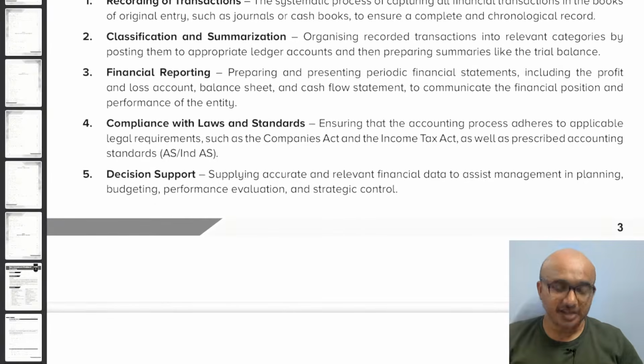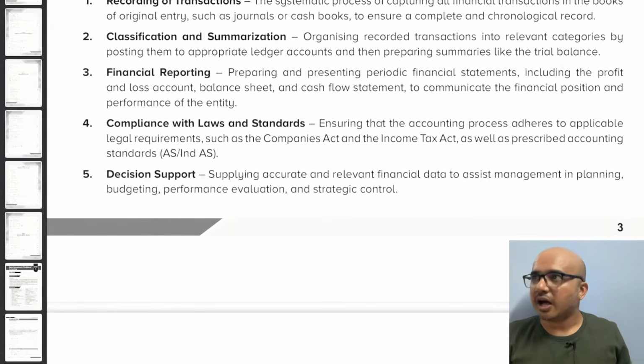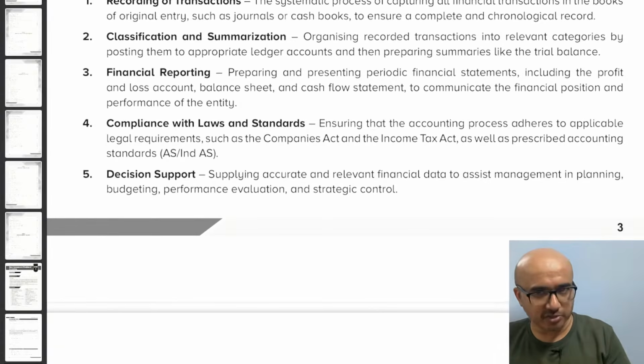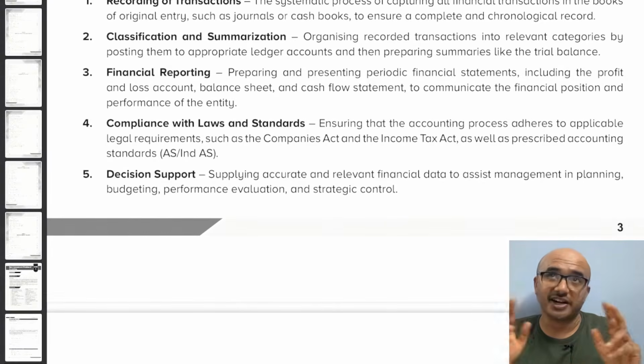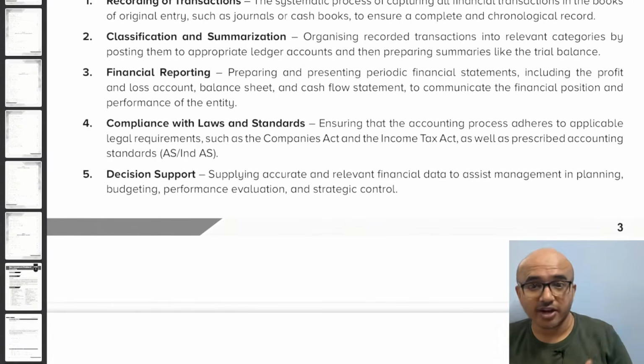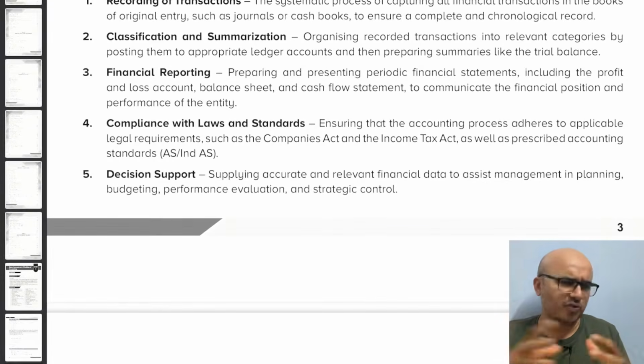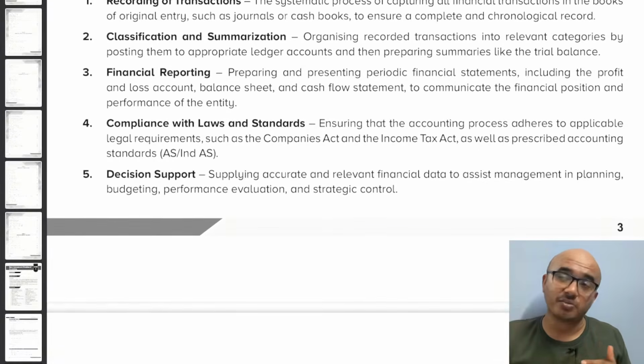Finally, they say decision support, okay, supplying accurate and relevant financial data to assist management in planning. Of course, this is one of the important steps of accounting, because any decision making by the management has to be backed up by data. That data, one of the most important data points would be, in my view, accounting data point, like how is the company performing. Of course, there will be other parameters as well. What might the company do in future?